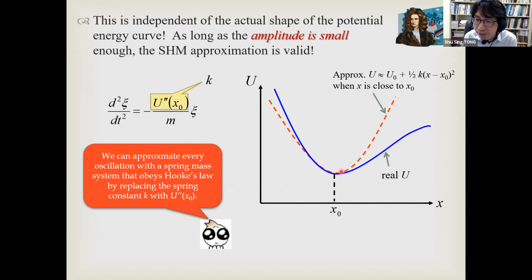Okay, as long as I'm considering an oscillation which is very close to this point, the difference between the two curves is not important. So I can ignore the high order terms, x squared, x cubed, x fourth, I can ignore them all. That is the meaning of it. So we can approximate every oscillation whenever I have a U like this with a spring mass system that obeys Hooke's law, essentially, right? Just by replacing the spring constant K by the second derivative of the actual U function. That is the idea.